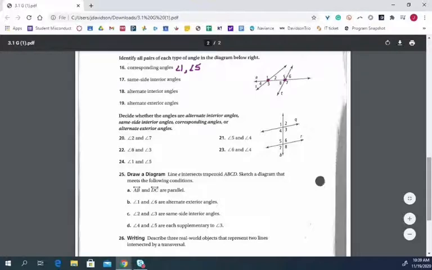So corresponding angles are angles that match up. You might hear someone say, "Look at my outfit. My pants correspond with my hat." No one would say that, but what do they mean? It means they match or they go together.